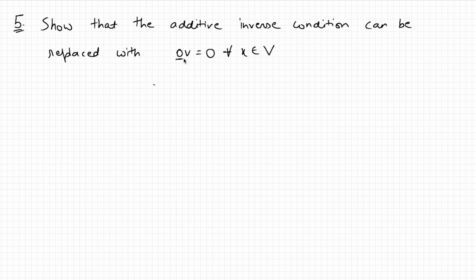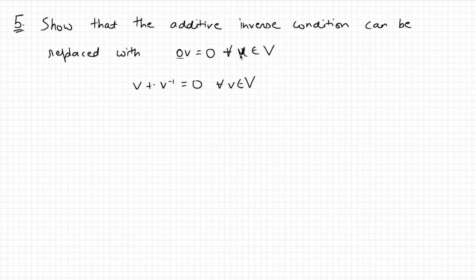So, as mentioned in the question, this is the number 0 and this is the additive identity, but it's written in the same symbols. So anyways, what is the question? The question is about the condition for additive inverse, and what is that condition? That v plus the additive inverse of v is 0, where 0 here is the additive identity, for all v belonging to capital V.